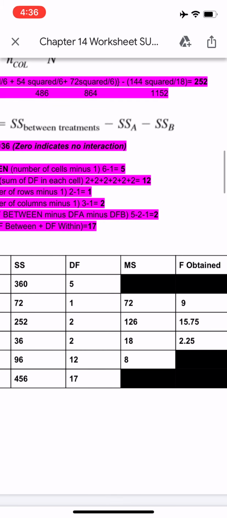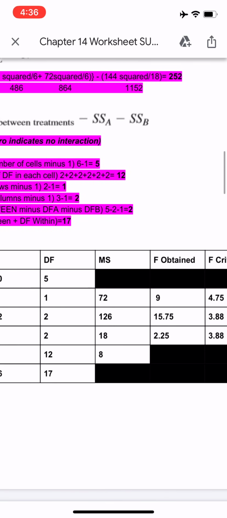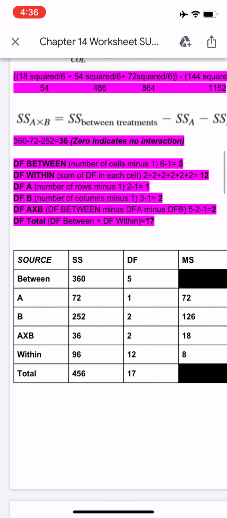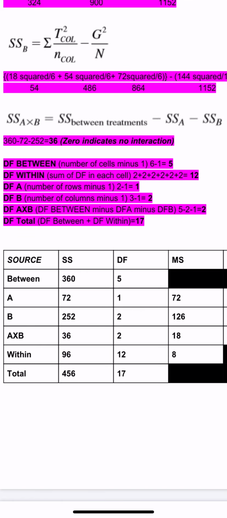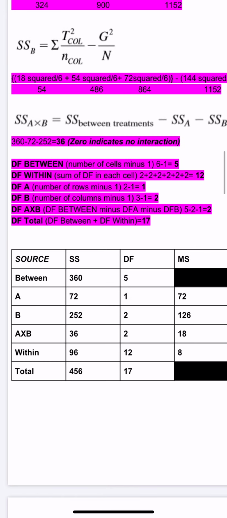So as far as what we need for F obtained, all we need is source A, source B, source A by B, and source within. So what you do here is you just go 72 divided by 1 equals 72. Remember, SS divided by DF equals MS for each source. So if it's an equal source, meaning SSA over DFA will give you MSA. So SSA divided by DFA gives you 72.